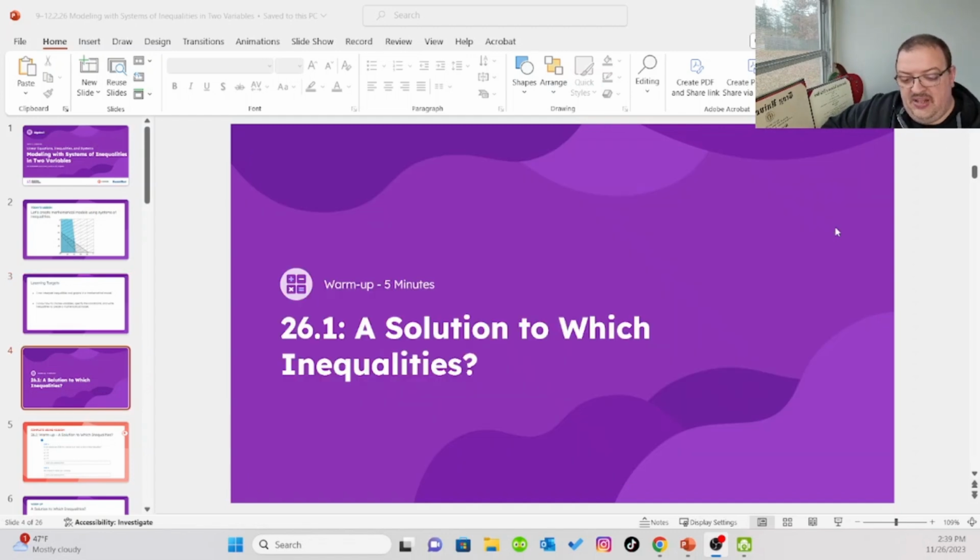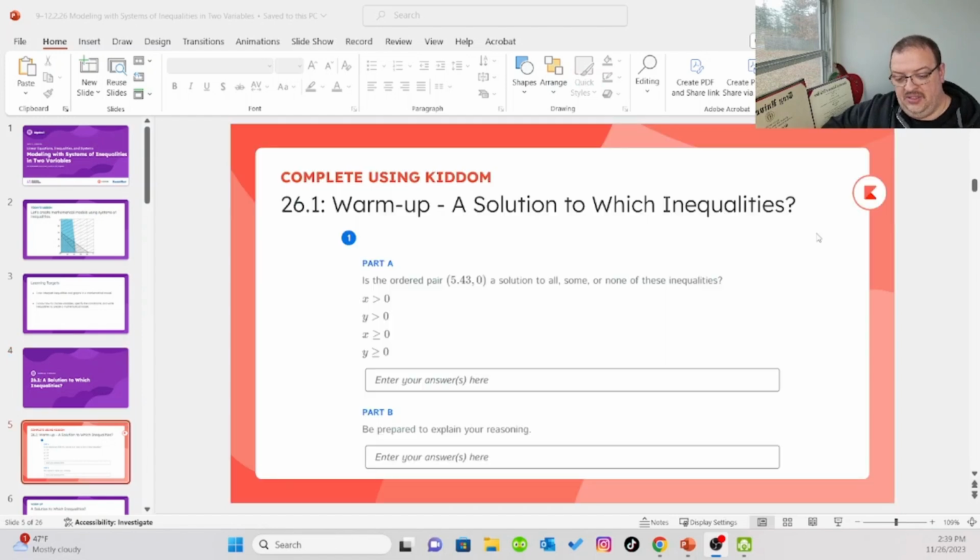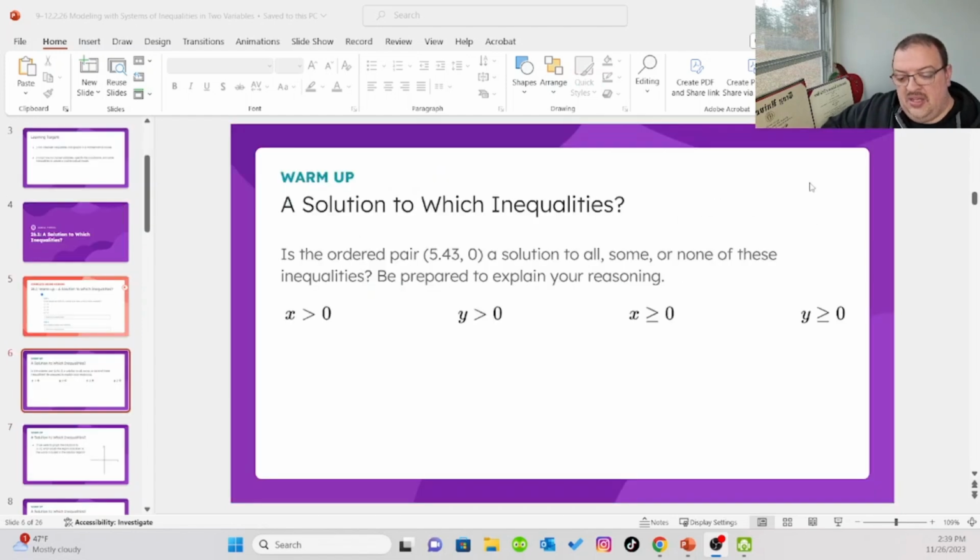Our warm-up today is 26.1, titled A Solution to Which Inequalities? So this one says, is the ordered pair (5.43, 0) a solution to all, some, or none of these inequalities? Be prepared to explain your reasoning. Remember that in an ordered pair, the first number is your x, the second number is your y.